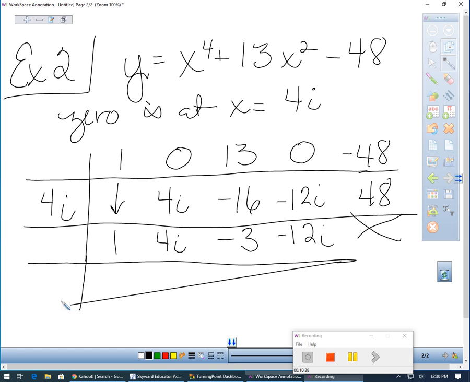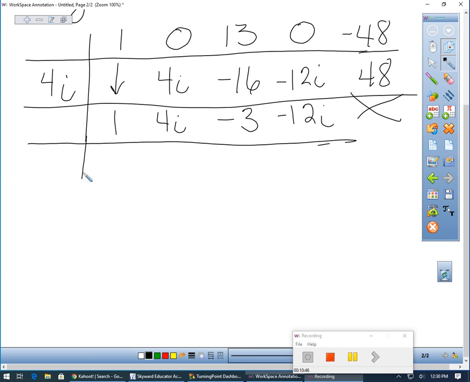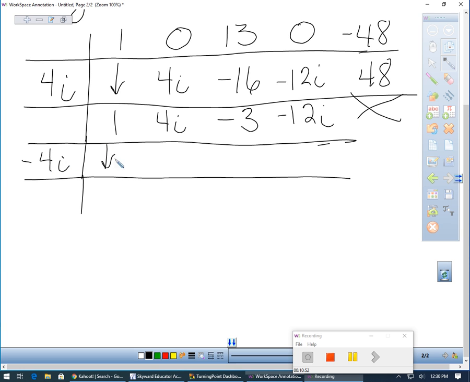Now, if we had 4i, we said we also have to have negative 4i. All right, so let's do negative 4i. Again, that's going to get us down to a quadratic, and we'll be able to solve it from there. So I'm going to bring down my 1. Negative 4i times 1 is negative 4i. 4i and negative 4i, that's 0. Negative 4i times 0 is 0. Add these together. Negative 4i times negative 3 is positive 12i. Add them together, no remainder. What do we have left?